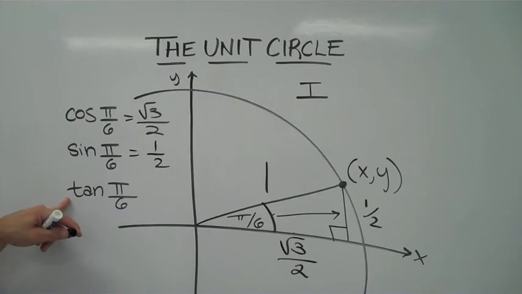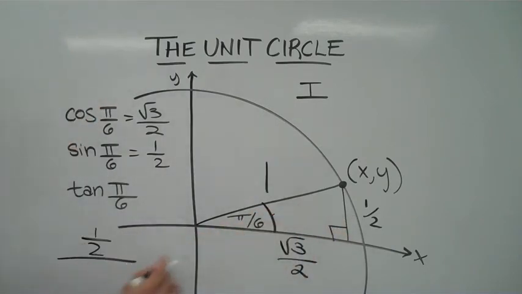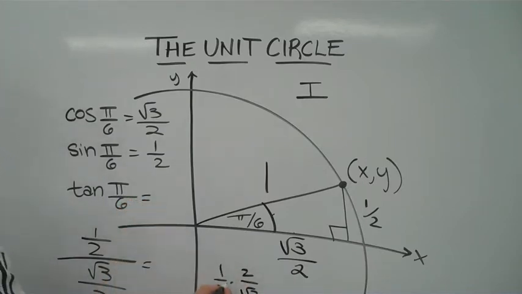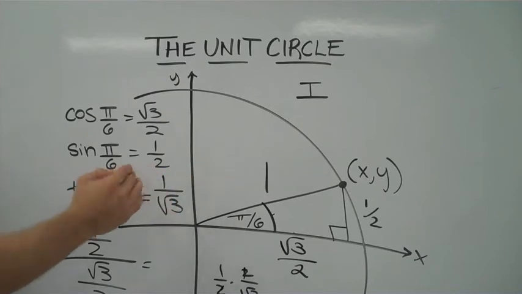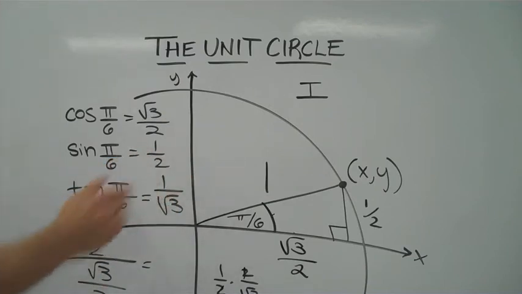Tangent of pi over 6 is defined as opposite, which is 1/2 over adjacent, which is the square root of 3 over 2. Which is the same as saying 1/2 times the reciprocal here would be 2 over square root of 3, which would ultimately give us, if we cancel the 2's, 1 over the square root of 3. Sometimes you see that rationalized as the square root of 3 over square root of 3. We would get the square root of 3 over 3 if we multiplied by a fraction equal to 1 there.